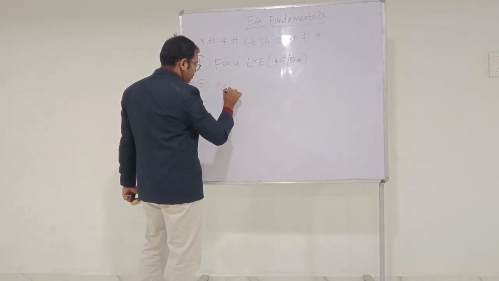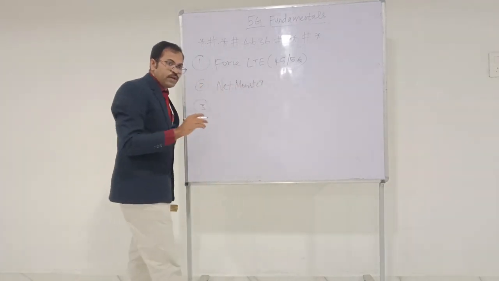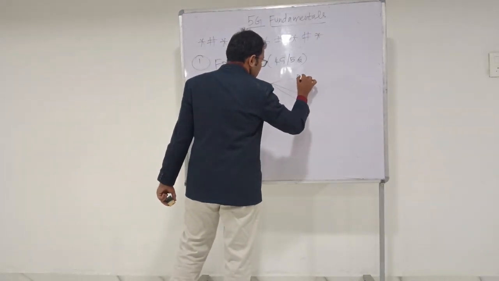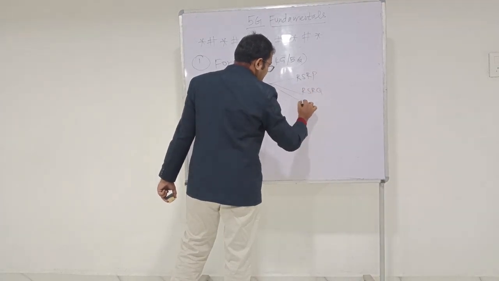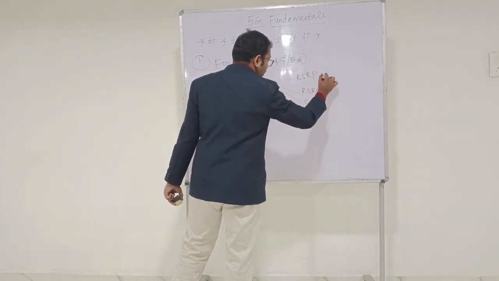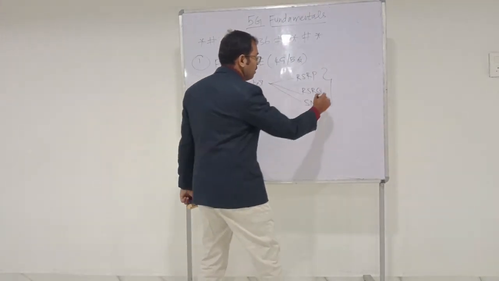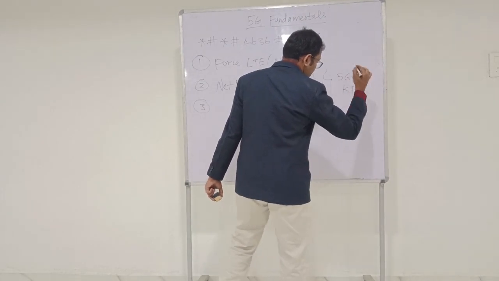Apart from that, I would recommend two more applications available in the Play Store. One is NetMonster. In NetMonster, you can also see all these parameters in the form of a graph, such as RSRP, RSRQ, then SNR. You will see plots for all these parameters. These are our 5G KPIs, key performance indicators.